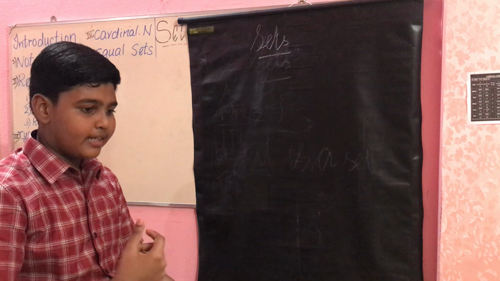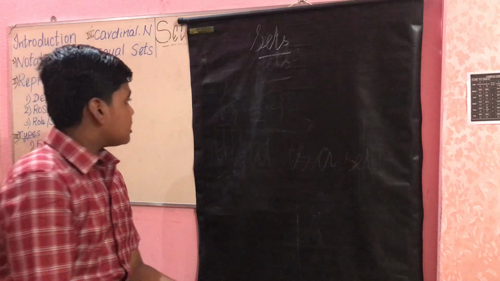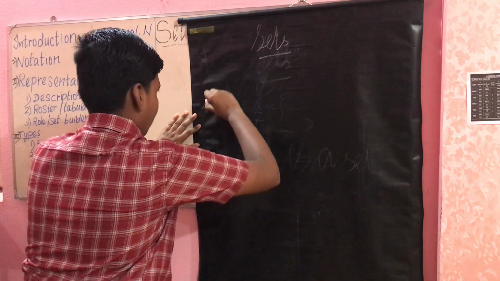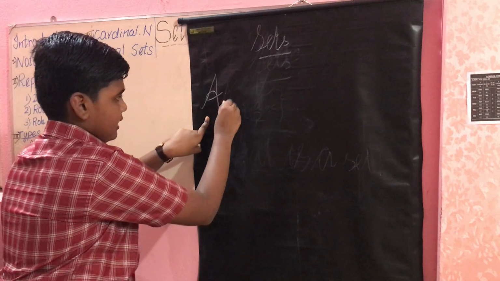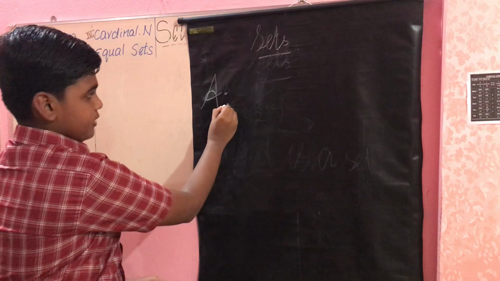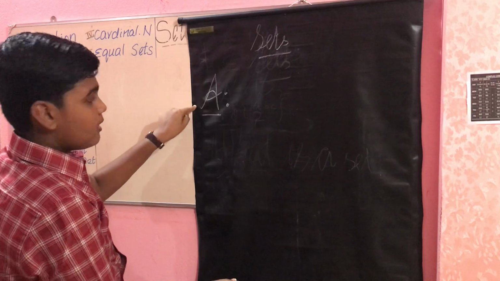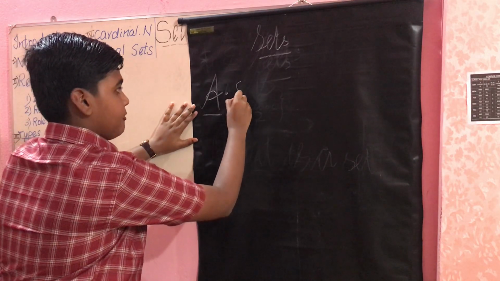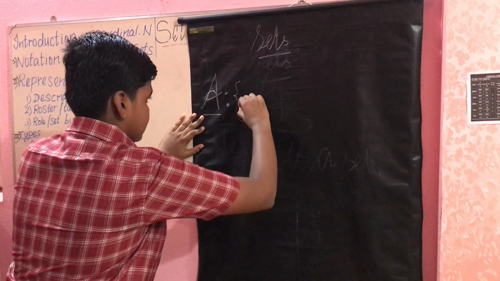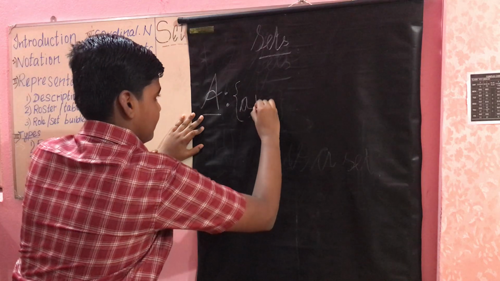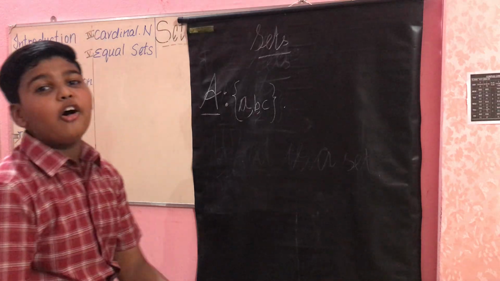So I'll give you a question: the set of the first 3 alphabets. We'll be writing it like A, such that, these 2 dots are known as such that. So this A is known as the set. A such that, we'll be drawing a curly bracket, and we'll be writing the first 3 alphabets. What are they? A, B, C. This is how we should write a set.